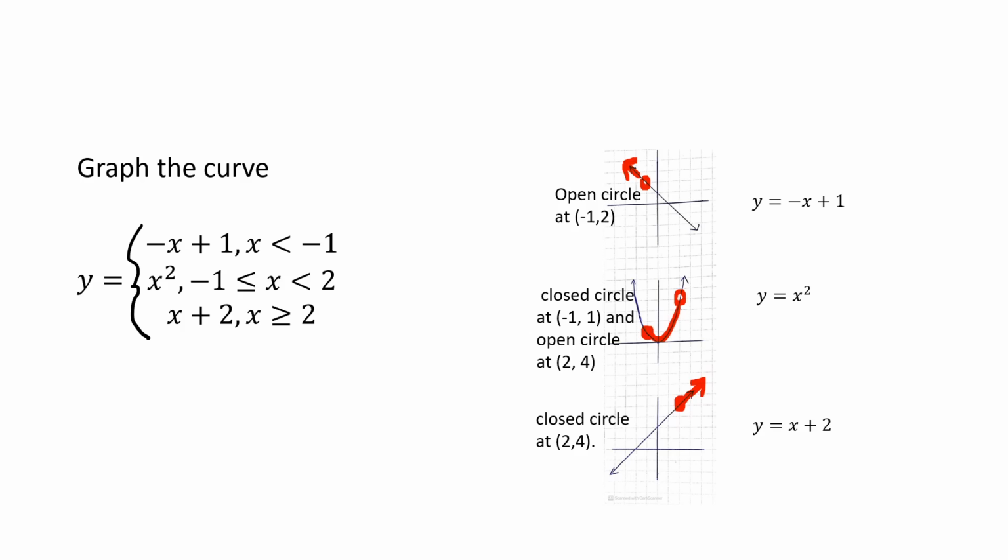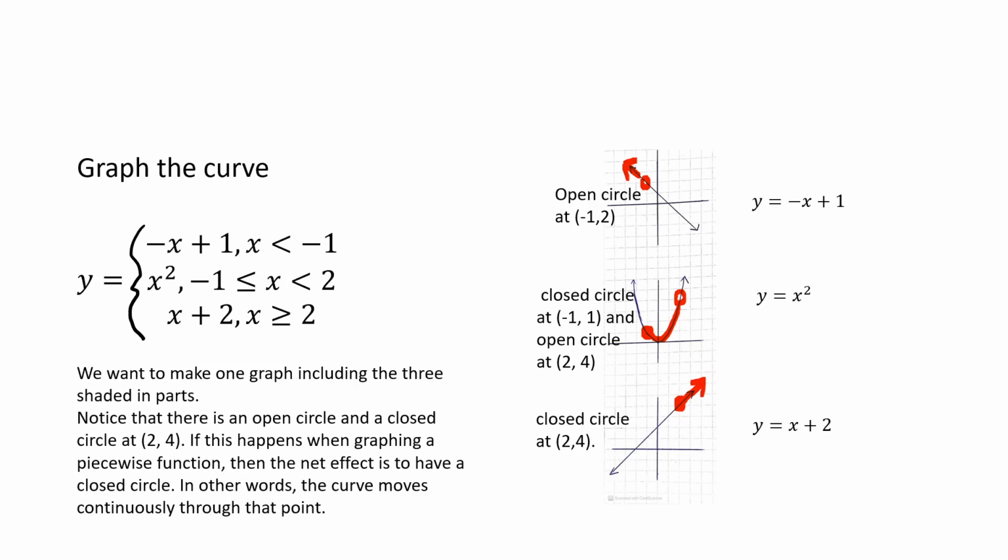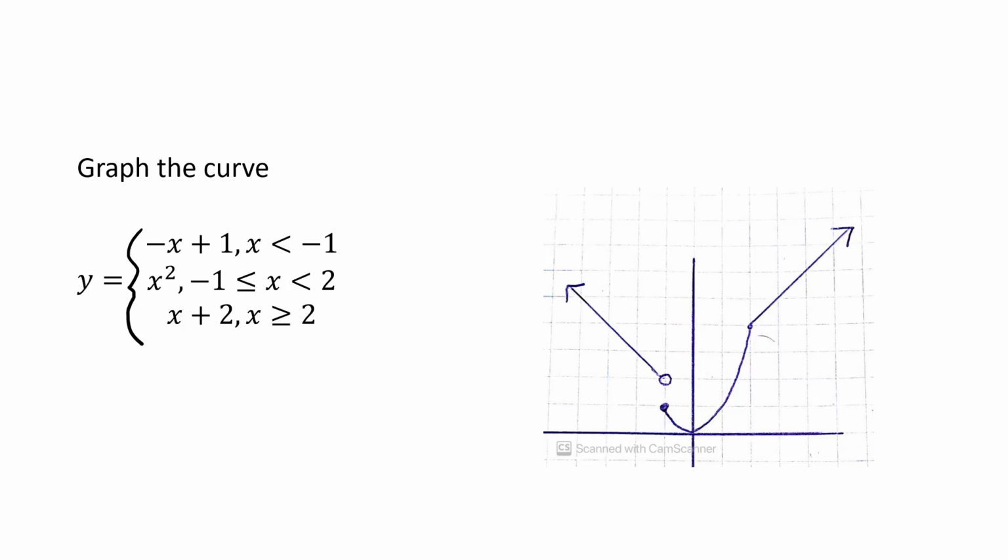So we want to take those 3 red portions and put them together as one curve. Now notice that there's an open circle and a closed circle at (2, 4). If that happens when graphing a piecewise function, the net effect is to have a closed circle. So the curve will move continuously through that point, and it'll look like this. And that's the graph of the curve.